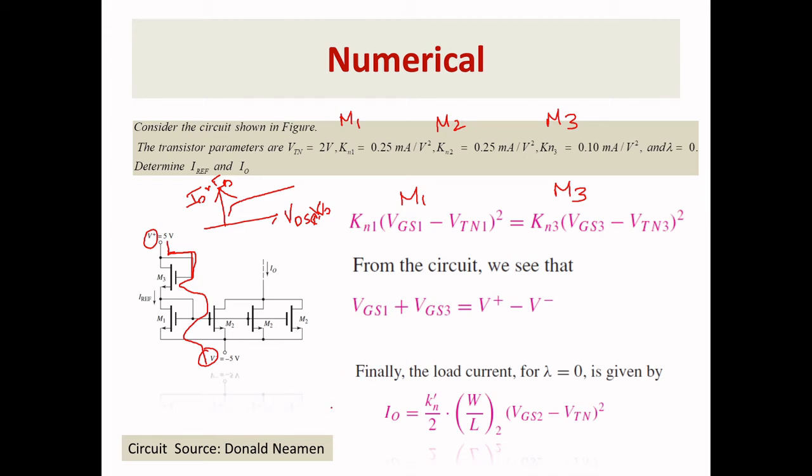So when you want to find the output current, or the reference current, the equation is this, and this whole term we say is Kn. If you want to see what Kn is, it is Kn dash by 2, the conduction parameter: mu into Cox for Kn dash, W by L, that is the width by length ratio, times (VGS2 minus VTN) whole square. This is the basic formula you need to know before solving this problem.